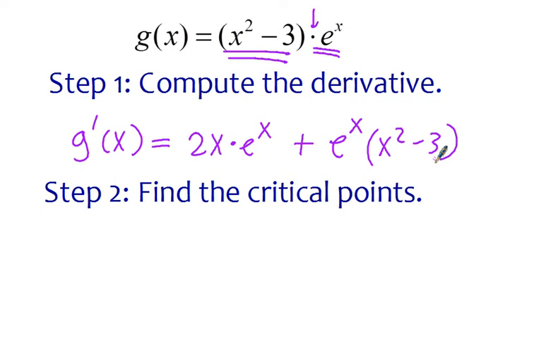Step 2. We want the critical points, which are numbers that make the derivative 0 or undefined. This expression is going to be defined for all x, so we don't have to worry about that. But potentially, we can make the slope 0. Factoring is always helpful when you're trying to find zeros. It's just useful to factor. So I notice e to the x is a common factor in both parts of the expression, so I'm going to factor that out.